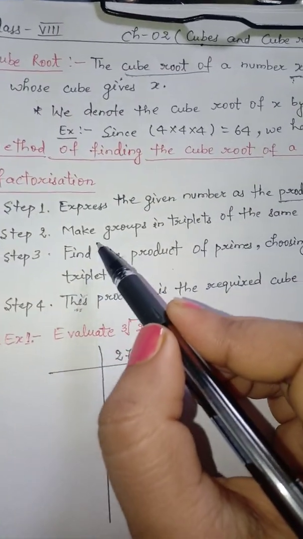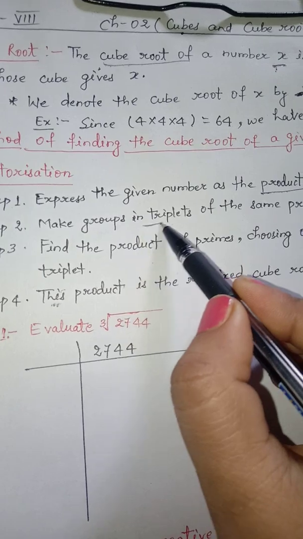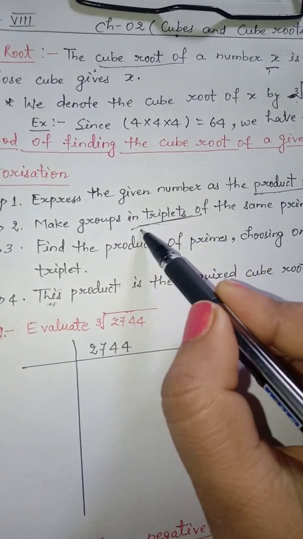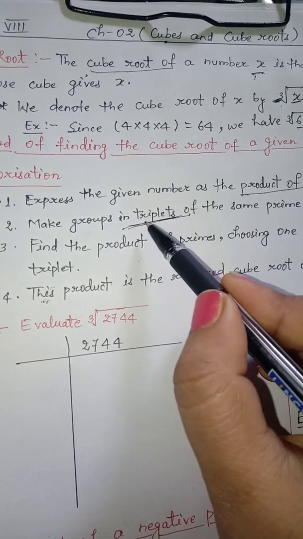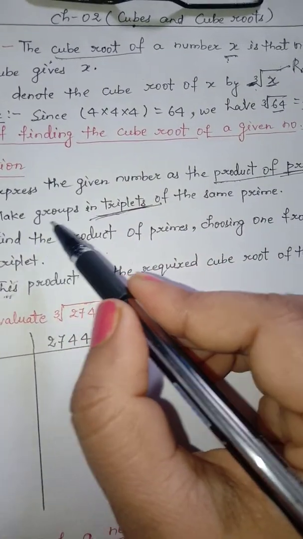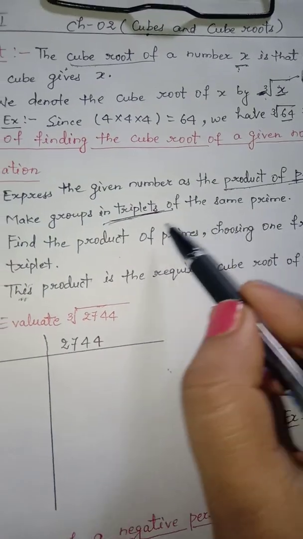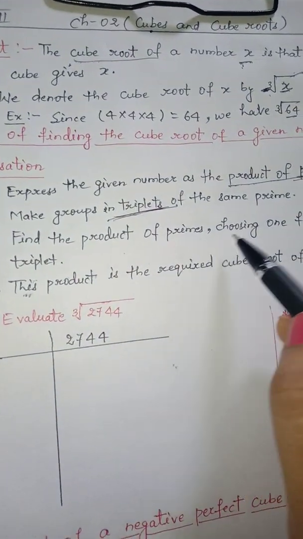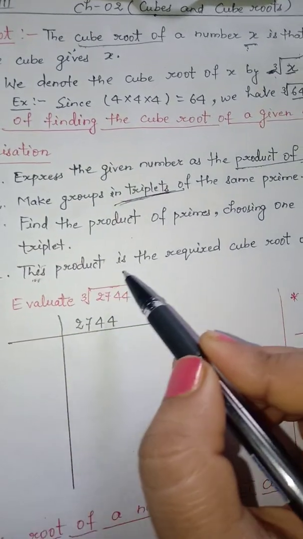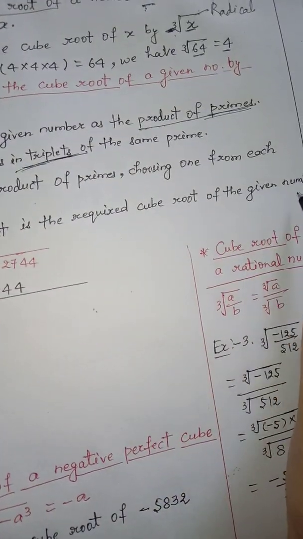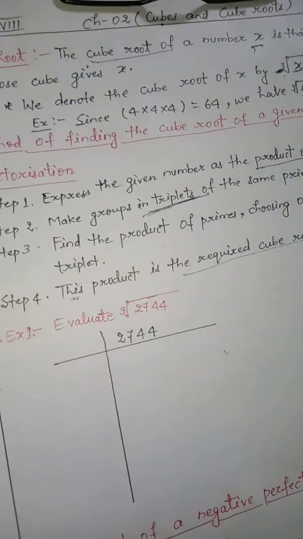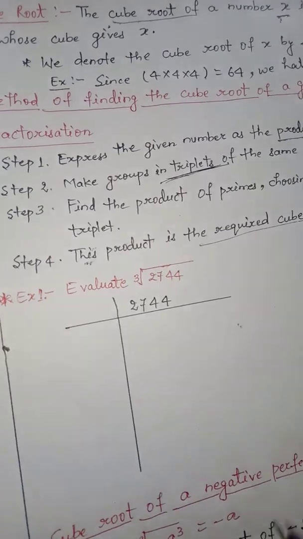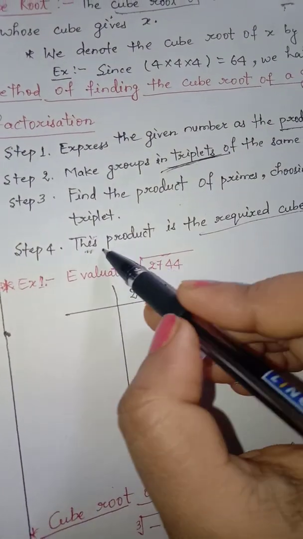Step 2, make groups in triplets. Triplets means the same factor is written 3 times with the sign of multiplication. Make groups in triplets of the same prime. Then find the product of primes choosing one from each triplet, and this product is the required cube root of the given number. These are the steps, but in the example you can understand it very well.